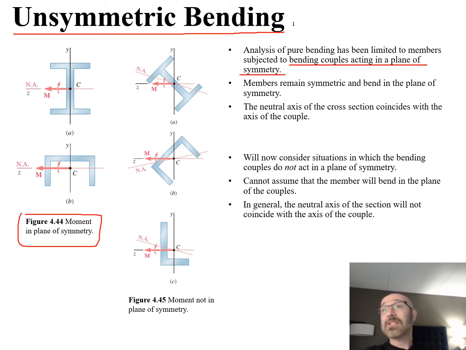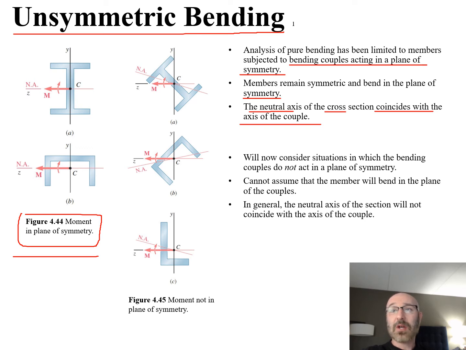So the members remain symmetric and bend in the plane of symmetry. We can take a look at that in case A and case B, two different examples of that. What we can see is that the neutral axis of the cross section is going to coincide with the axis of the couple as well. Again, this is illustrated in this diagram.